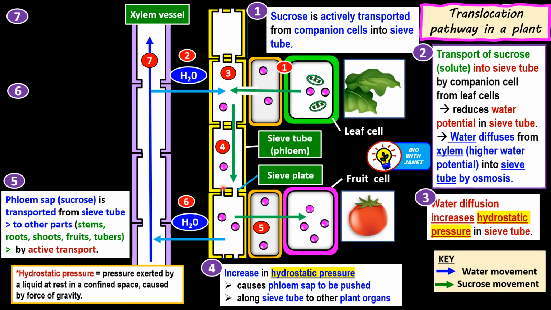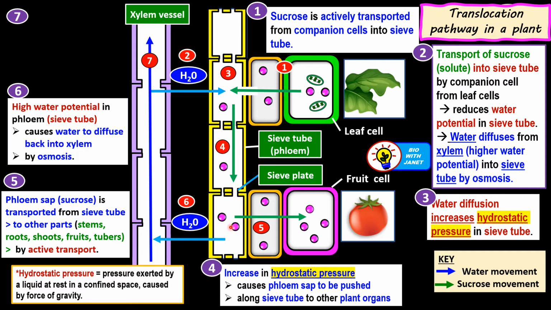So next, what happens to the sieve tube at this lower part here? The sieve tubes here have already lost the sucrose. The sucrose has moved away from the sieve tubes into the fruit cells and other cells. So the concentration of sucrose in the sieve tubes here will be lower. Then what happens to the water concentration or water potential? We call it water potential.